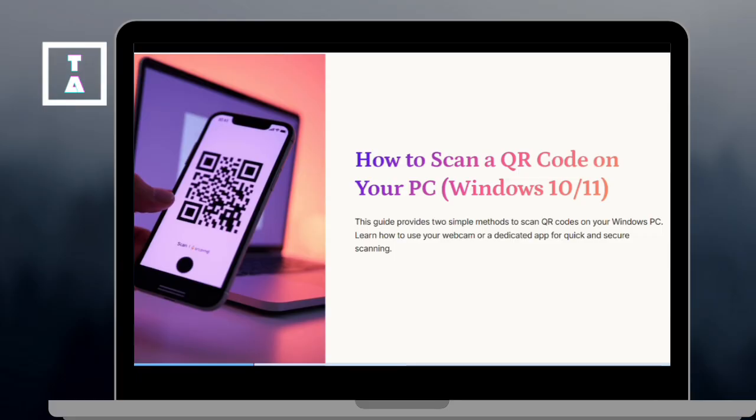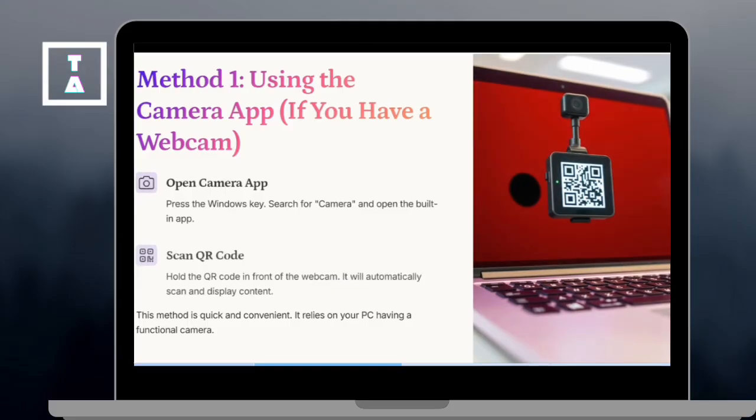Let's get started. Method one is using the Camera app if you have a webcam. All you need to do is open the Camera app, then search for the camera. Open the built-in Camera app. Then here, there's a barcode option. Scan the QR code. Hold your QR code in front of your webcam, and if supported, it can auto-scan and display the content or URL. This method only works for a PC or laptop that has a functional camera.